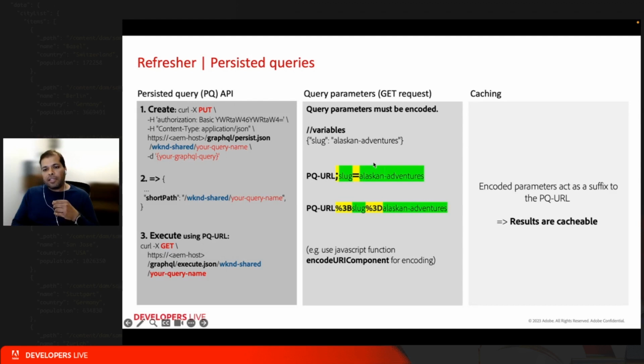The additional flexibility comes with the ability to pass parameters to a persisted query. For example, consider a persisted query having a parameter named slug and passed via URL using a GET request. You shall use a semicolon to mark the start of the parameter and also as a separator for multiple parameters, and encode the whole parameter string. The parameters passed this way can be used as a suffix to the persisted query URL, and therefore the results can be cached at the CDN level, giving you the power to scale your application.